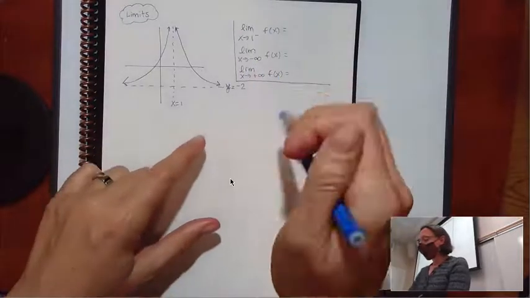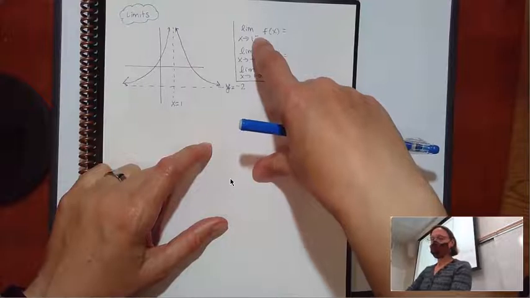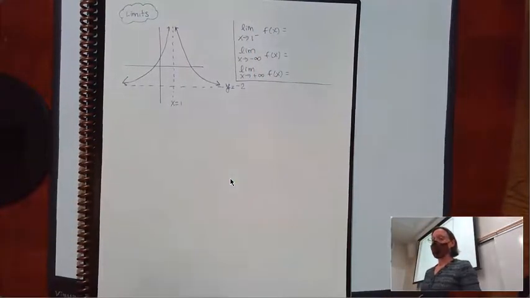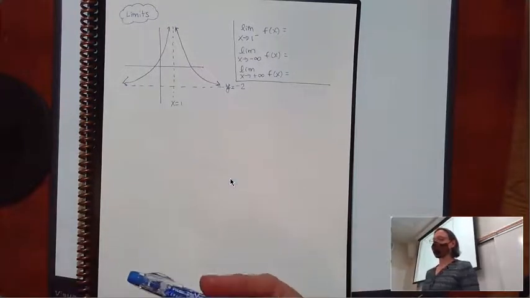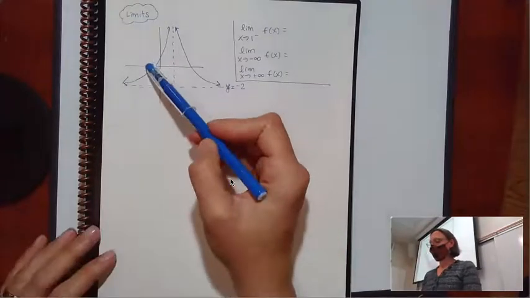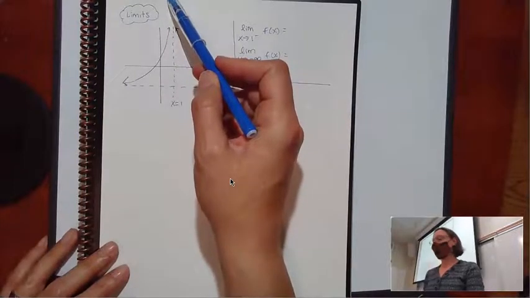So notation wise, I would read this as the limit as x approaches 1 from the left. That means that I start on the left-hand side of 1 and move towards an x value of 1. The answer to a limit problem is always what the y value is trying to be. So as I'm coming from the left, this y value is headed to positive infinity.